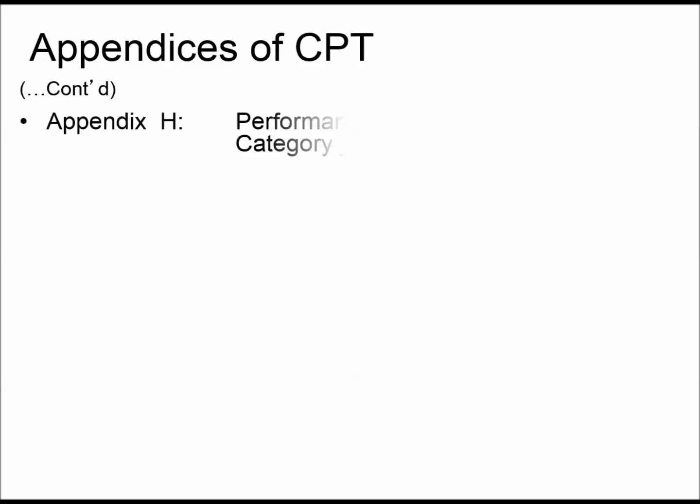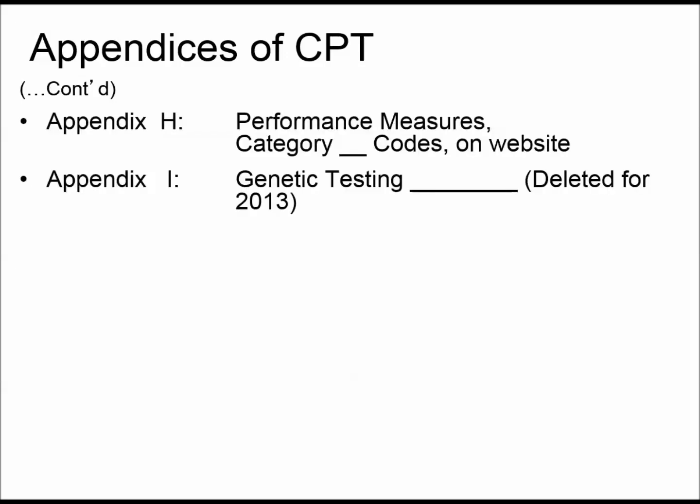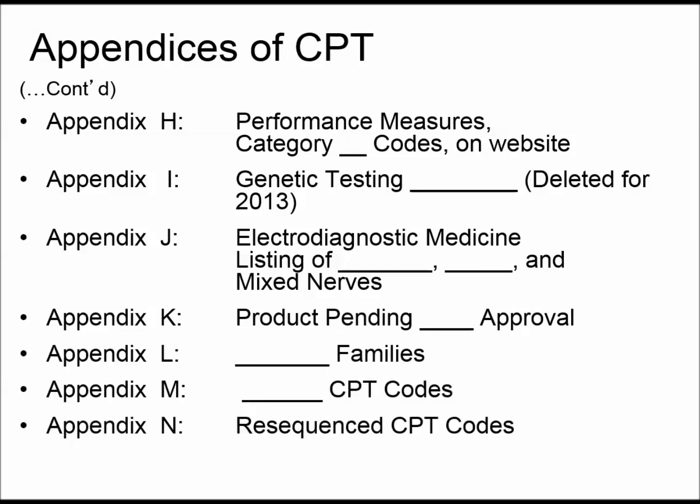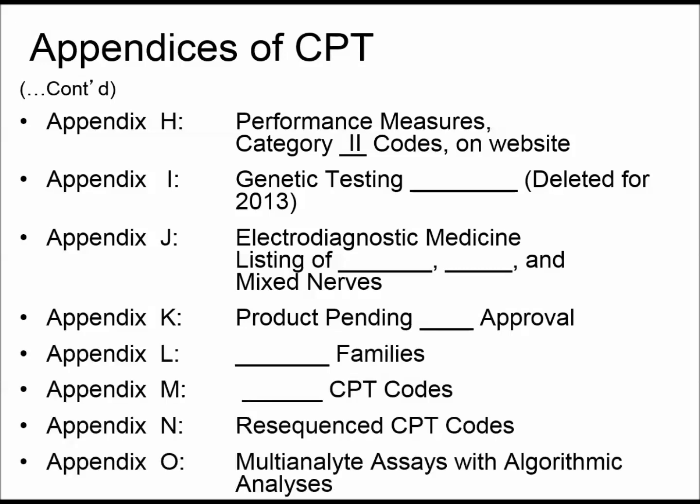Now, others that are included are Appendix H and I. For H, you would have to look on the AMA website in order to get those category 2 codes, I'm sorry. And Appendix I is also genetic testing modifiers. Those have been deleted for 2013. J is for listing of sensory and motor and mixed nerves. K is again your products pending FDA approval, and that would be indicated with that lightning bolt. Remember the lightning bolt I had told you about?